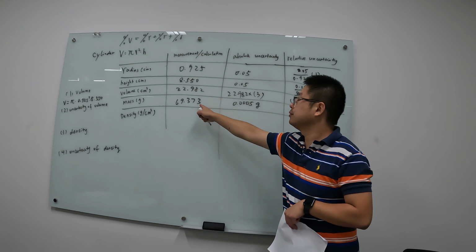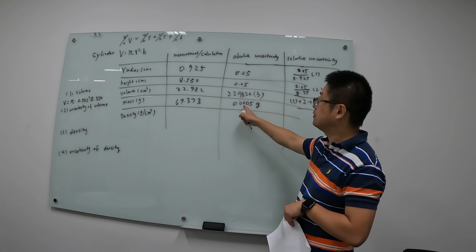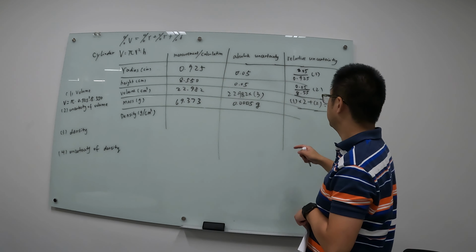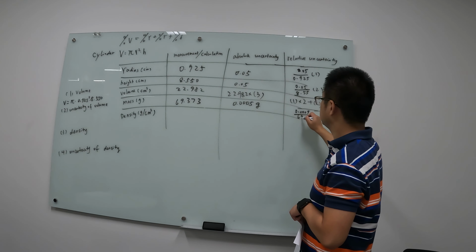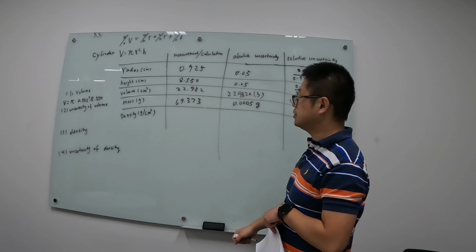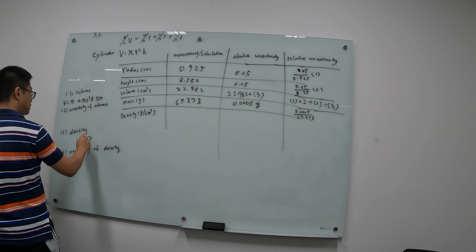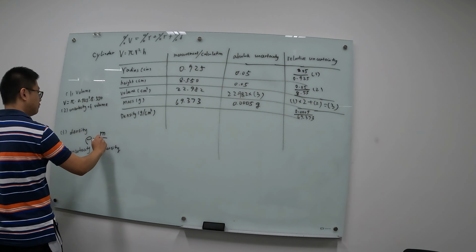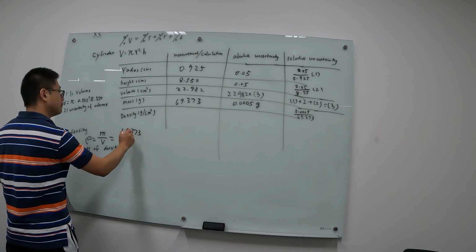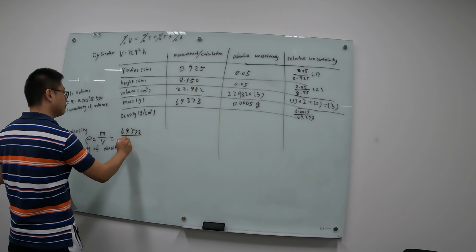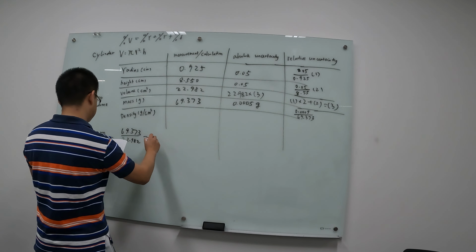And for the mass, because we measure the mass directly, the absolute uncertainty of mass is half of the smallest division. And the relative uncertainty is this one over the measurement. How about density? So here, the density rho equals mass over volume. So we can plug in the numbers. This is approximately 3 point.